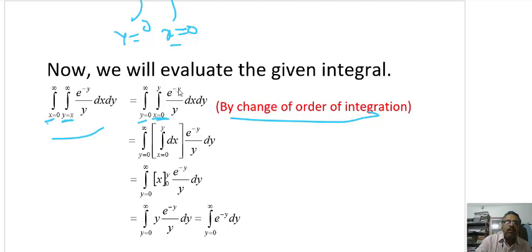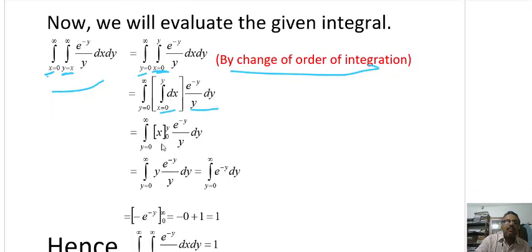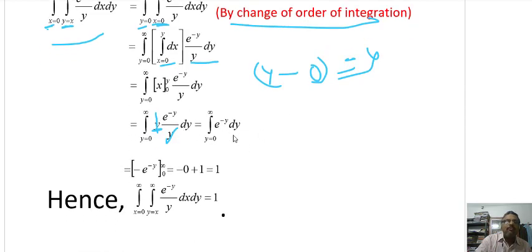Here there are no x terms, directly integral dx. The remaining terms are separate x terms and y terms. Integral dx is x, limit 0 to y. So first put x equals y, then x equals 0, you will get y. So you will get y into e power minus y by y, this y and this y cancel. Integral y is 0 to infinity e power minus y dy. The integral of e power minus y is minus e power minus y, limit 0 to infinity.